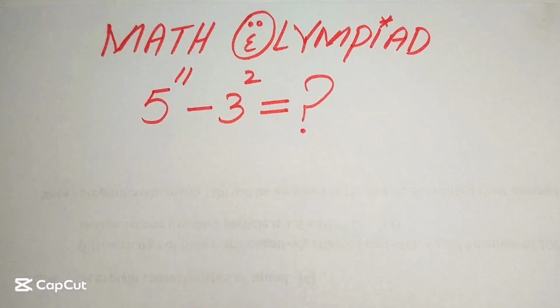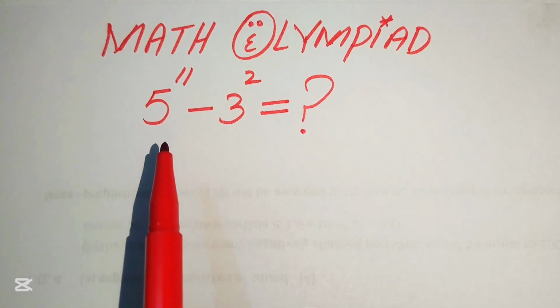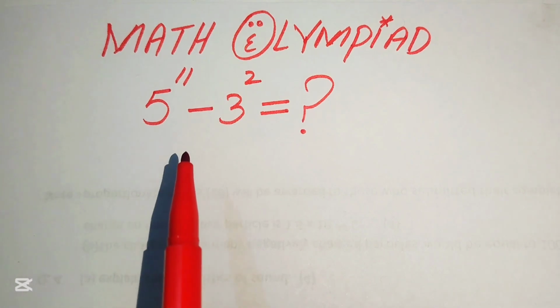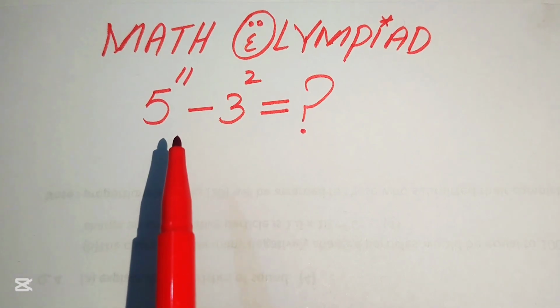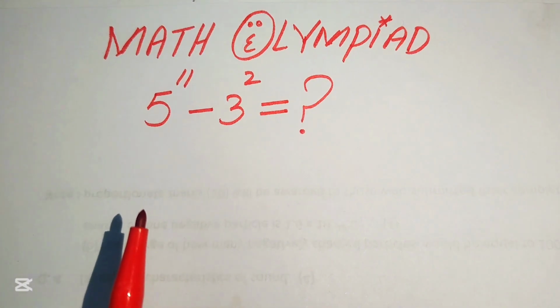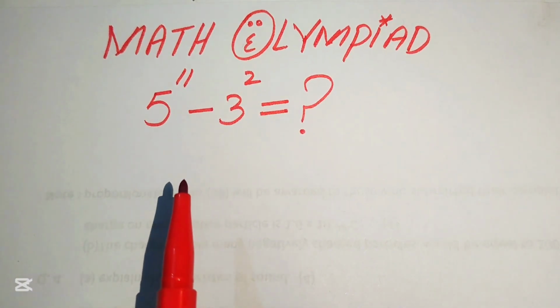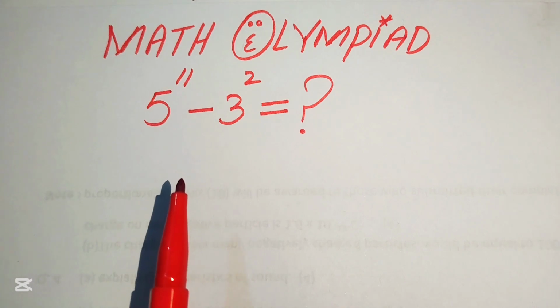Hello everyone, how to simplify this nice algebraic expression. So if we have 5 to the power of 11 minus 3 square, we write this into the lowest form. Here the very first thing to remember is that a calculator is not allowed in this problem, so we will solve it without using the calculator.